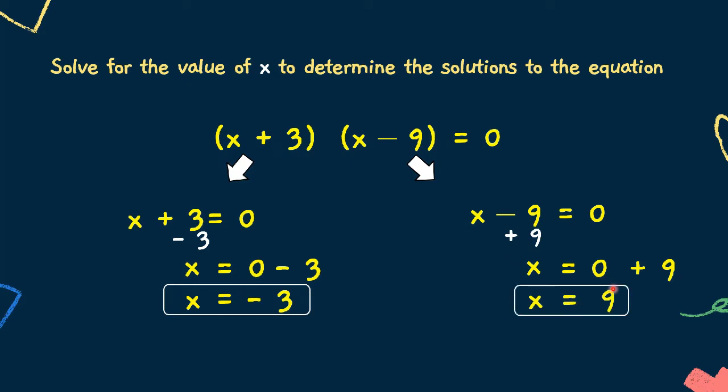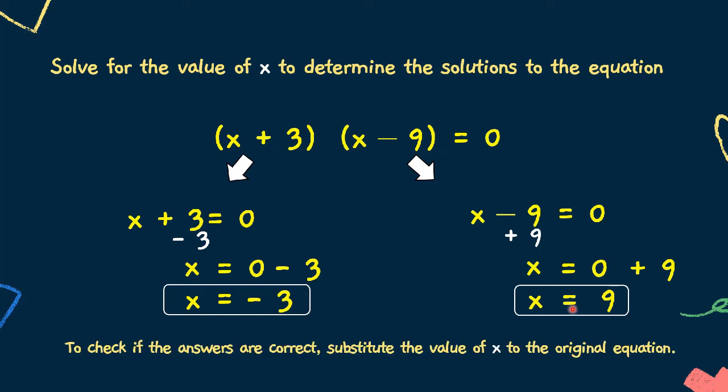So, the value of x is equal to 9, and this is the second value of our x, which is x sub 2 equal to 9. So, to check if the answers are correct, we simply substitute the value of x to the original equation. So, this would be our third or the last step.